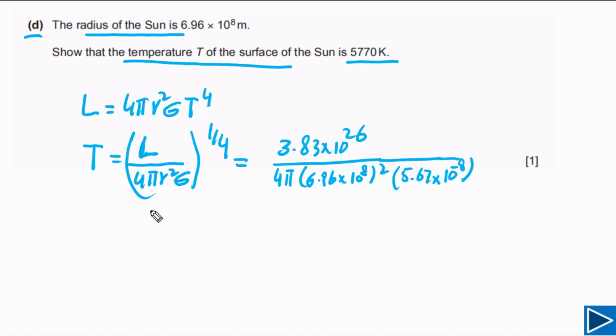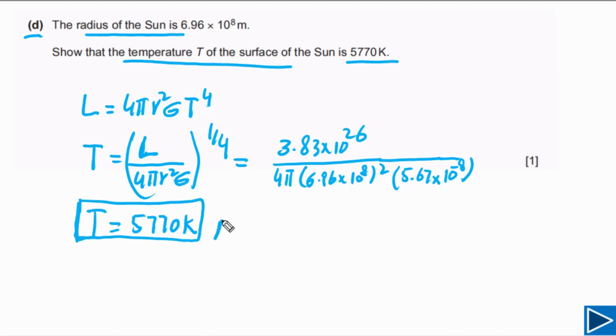Now if we solve this one, our final answer for T will be 5770 Kelvin. So temperature is equal to 5770 Kelvin. So this is what we need to show. And this question has only 1 mark. If we got the right answer, we will get 1 mark. So this is our answer mark.